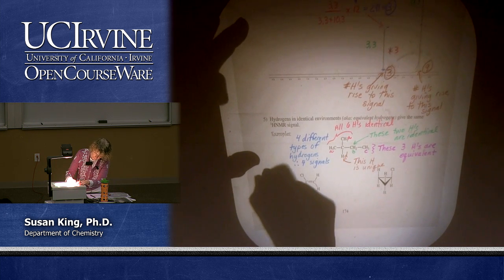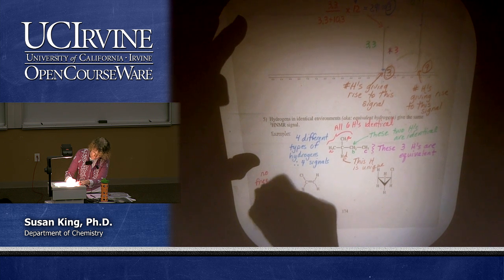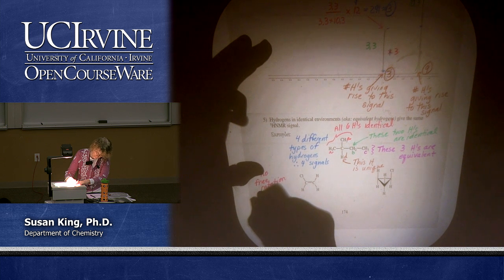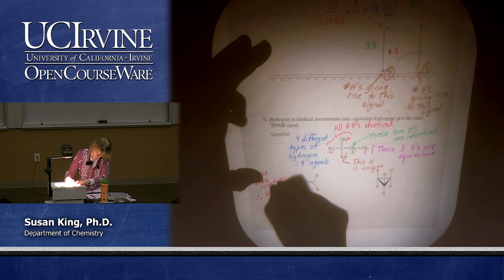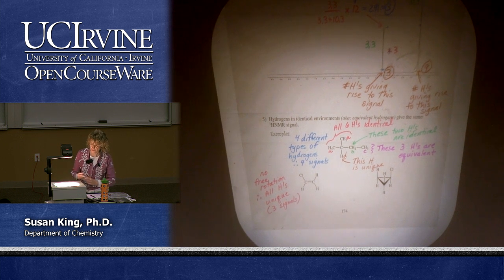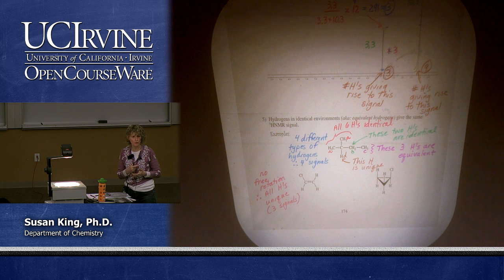So no free rotation. Therefore, all hydrogens are unique. So we will have 3 signals. In a proton NMR, we will have 3 signals. All right, so what about this next one here? Careful here, we have restricted, we can't rotate. When we have a ring, those atoms are constrained to be in the position that they're in. They can't rotate away. So how many hydrogens for this?